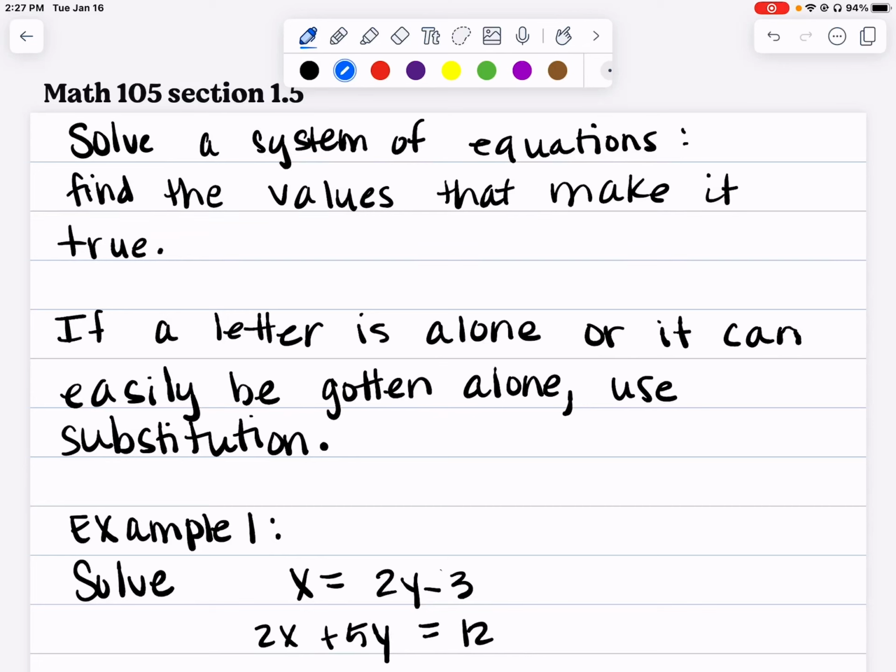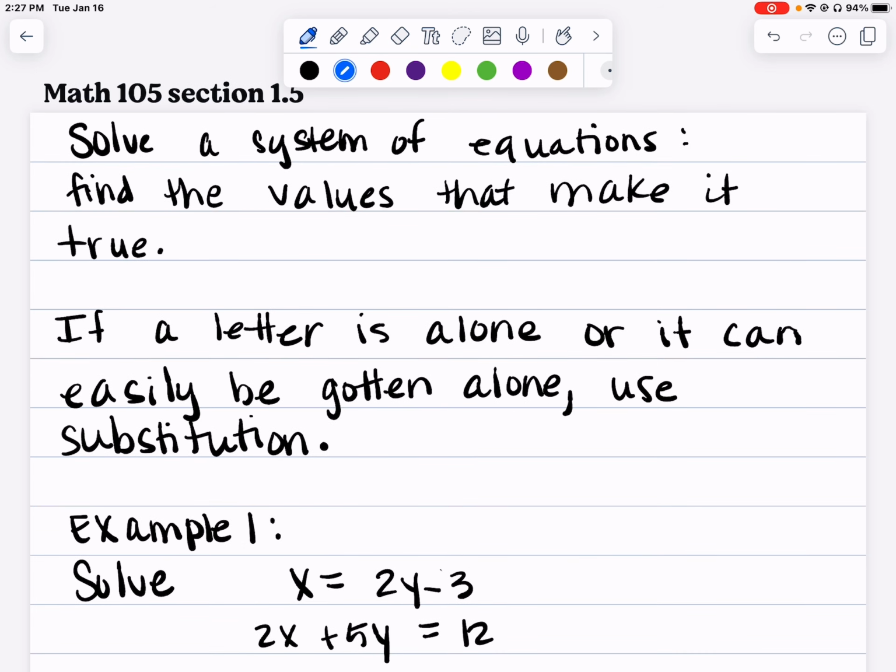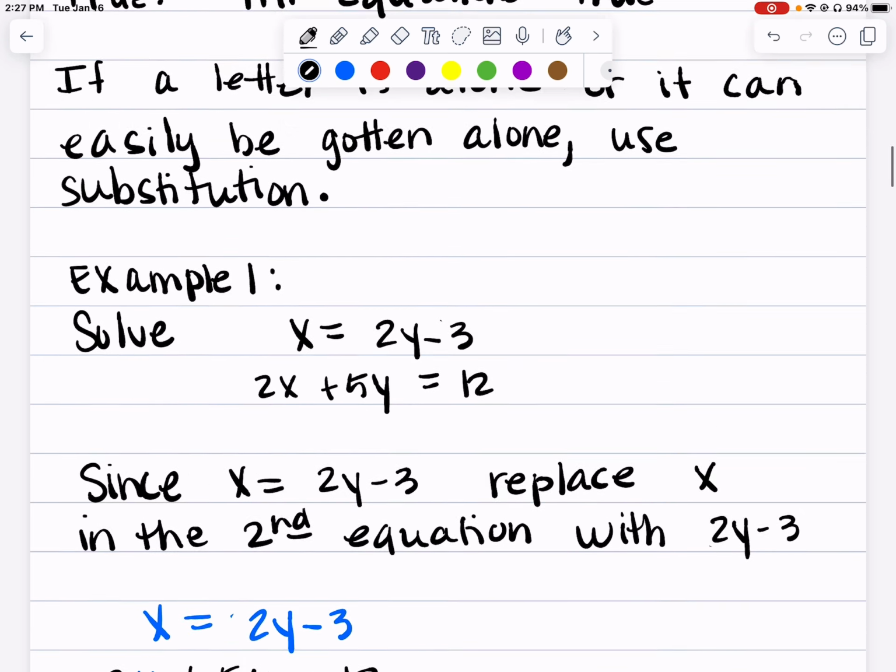Math 105, Section 1.5, solve a system of equations. Means to find the values that make it true, okay? That make it true means makes all equations true. Okay? If a letter is alone, or it can easily be gotten alone, use the substitution method.